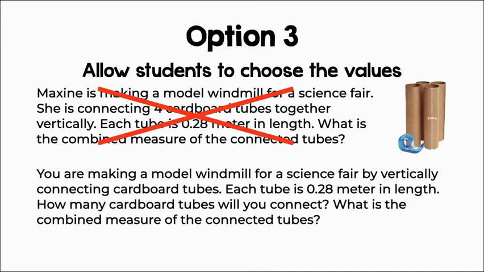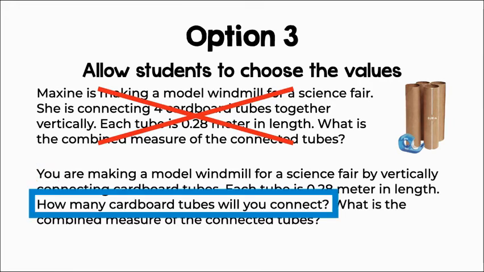So now, first, right off the bat, you're putting the students in the situation, which immediately gets them a little bit more engaged. Additionally, you're asking them to decide how many tubes they're connecting. So they can say 2 and just add them together. They can say 5 and multiply them. They can choose as many as they want, and then they find the combined measure.